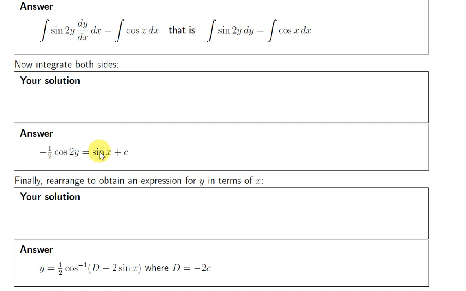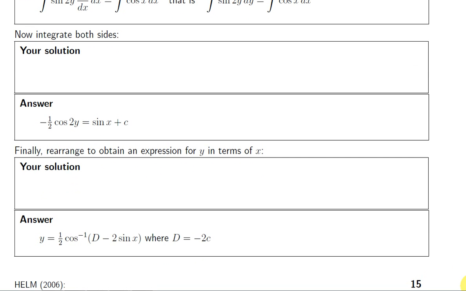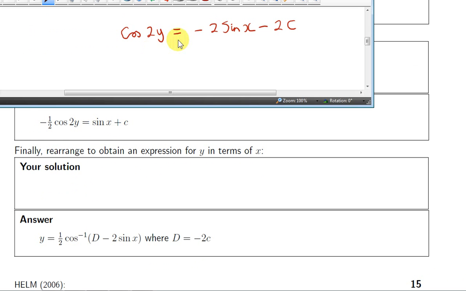And again, we have two constants, but we just bring the constants to the right hand side and call the result c. Finally, we can get y as a function of x. We just multiply both sides by -2. So this is what we'll get, and we then have to get 2y by taking the inverse cos of all of this, and the last step will be to divide both sides by 2.